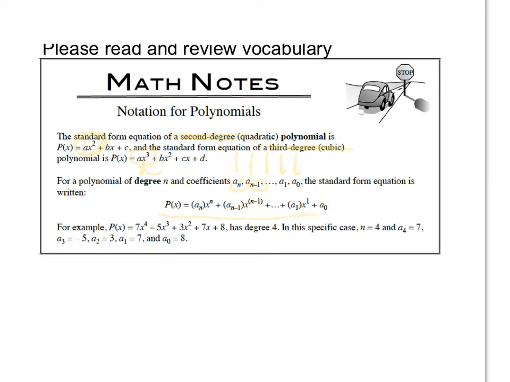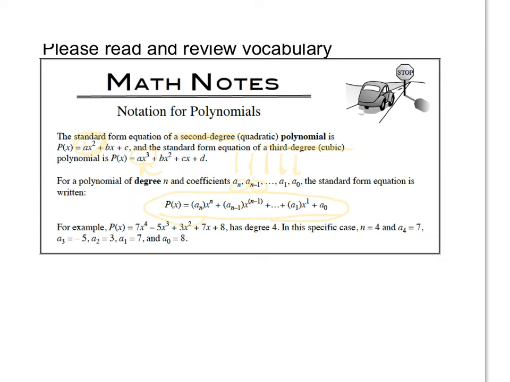The polynomial would be written as p of x equaling a sub n times x to the n plus a sub n minus 1 times x to the n minus 1. This is just a very general form of what you see up above, where p of x is equal to ax squared plus bx plus c.